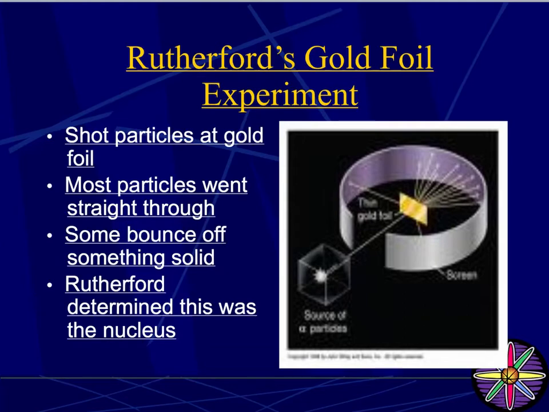This would be similar to taking a BB gun and shooting it at a chain link fence. Most of the BBs go straight through, but there's going to be one or two that might hit the fence and bounce back at you or bounce off to the side. And so with this, Rutherford determined that there was something called a nucleus in the atom.